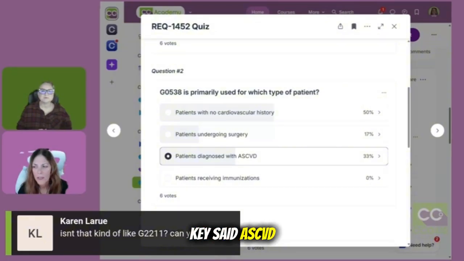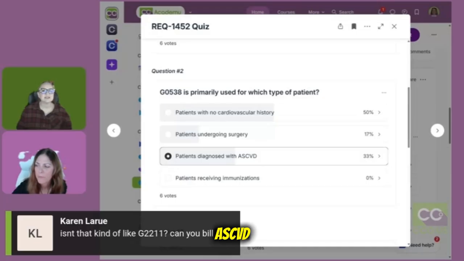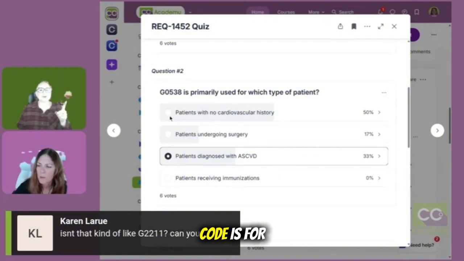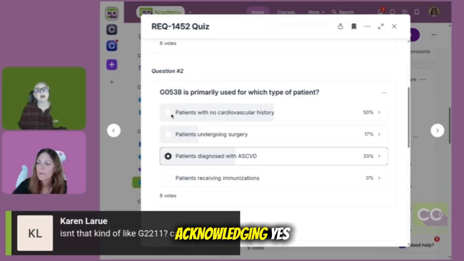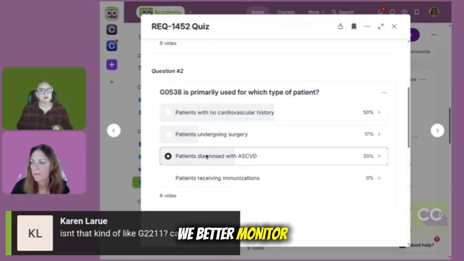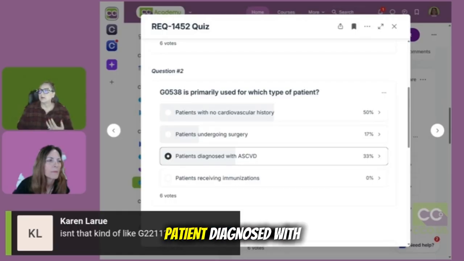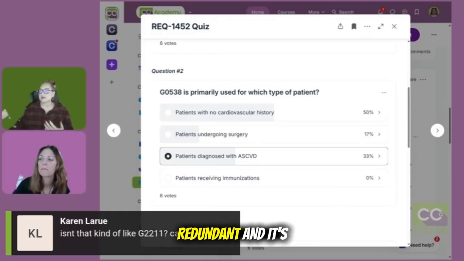The answer said ASCVD. Is that wrong? It is not a patient. You cannot have a diagnosis of ASCVD because you're looking for the diagnosis. Remember, one of the points is you can't have that diagnosis, or otherwise it's not preventative medicine. And that's what this is. So the first code is for once a year, acknowledging, yes, this patient's at high risk. We better monitor. The second code is, hey, we're monitoring up to every month. So it would not be a patient diagnosed with the code because then it's redundant.